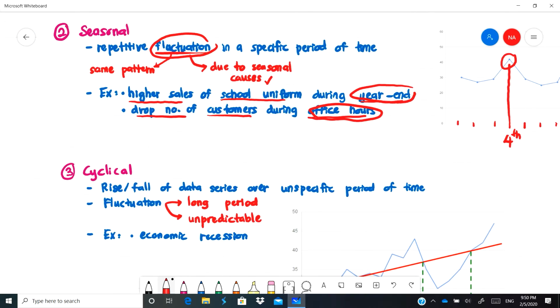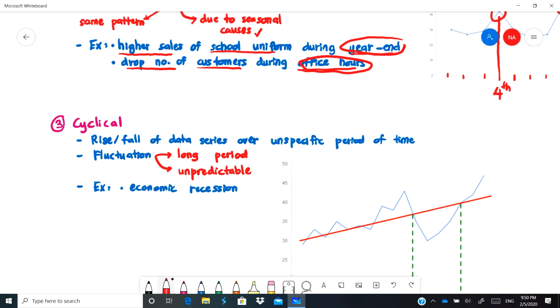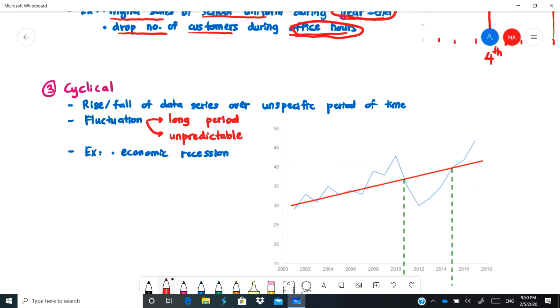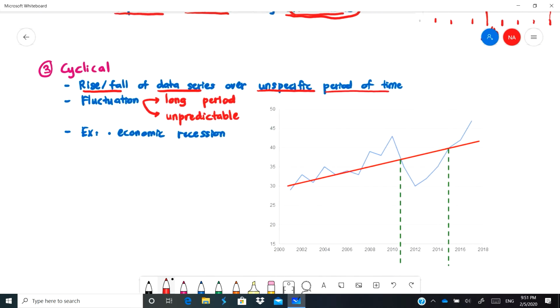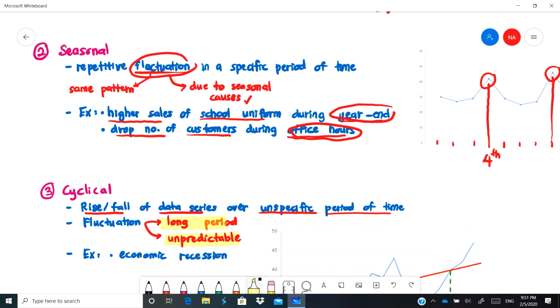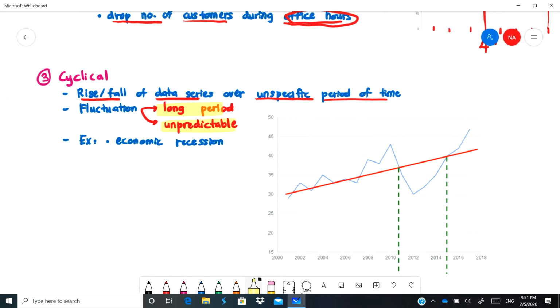The next one is cyclical. The cyclical is related to the rise or fall of the data series over an unspecific period of time. We don't have any specific period of time like in seasonal. The fluctuation is usually over a long period and also unpredictable. In seasonal we can predict, but in cyclical we cannot predict.